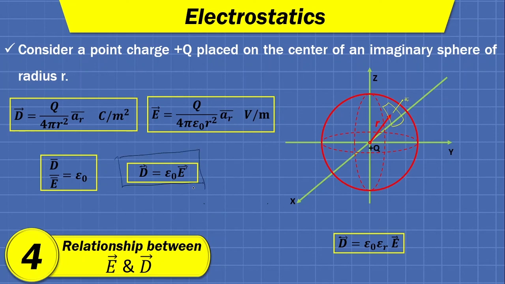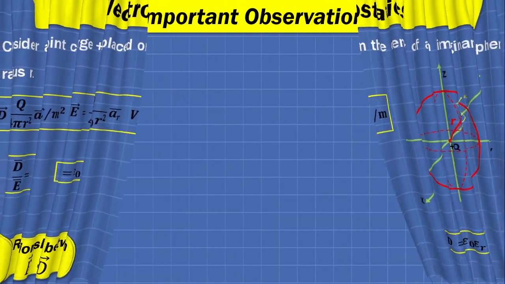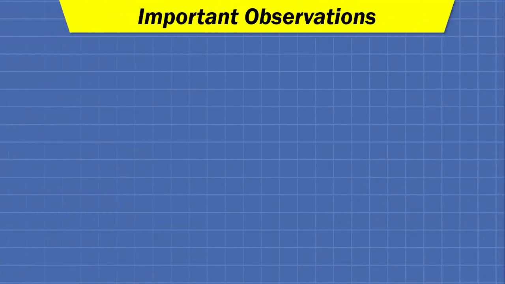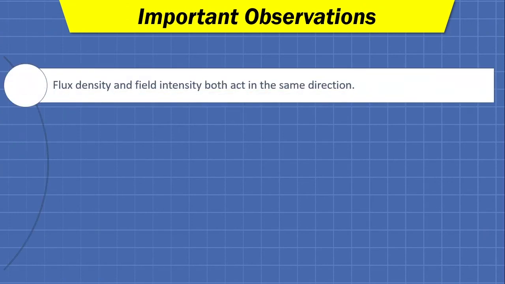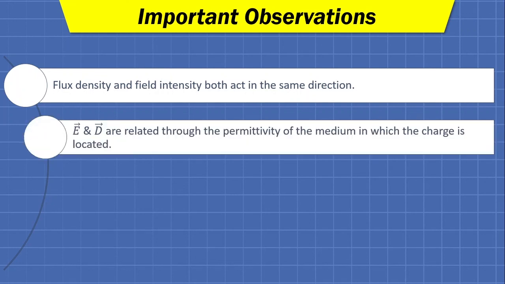Okay, and lastly, we are just going to discuss some important observations and a summary of this lecture. Very first thing, the flux density and field intensity both act in the same direction. We have seen a number of examples and cases already in this lecture in which we can easily say that flux density and intensity are both in the very same direction. E bar and D bar, that is intensity and density, are related through the permittivity of the medium in which the charge is located. I am talking about the equation that we have just shown.